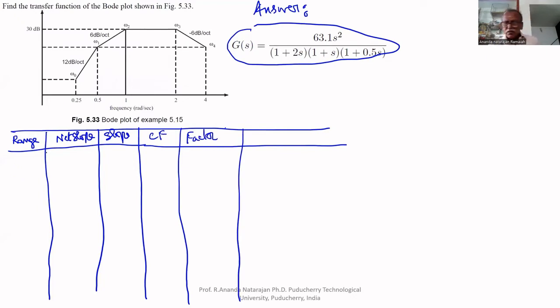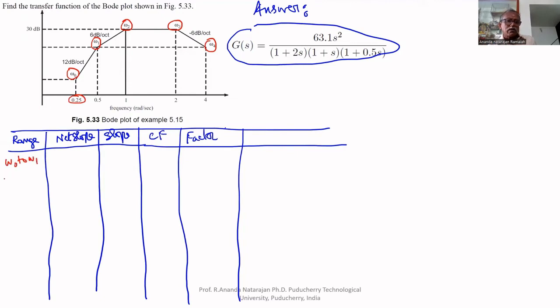This is omega naught, omega 1, omega 2, omega 3, omega 4. Omega naught is 0.25, and the magnitude is 0.25. Here the range is omega naught to omega 1.